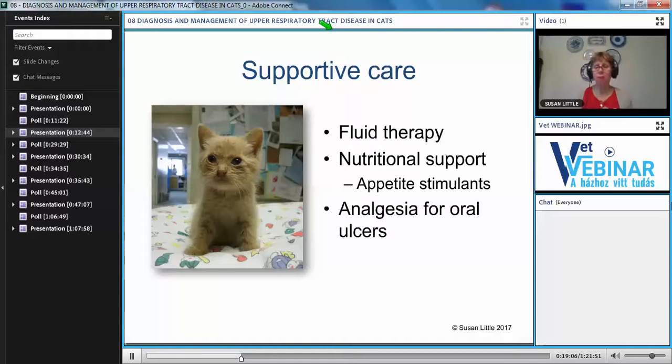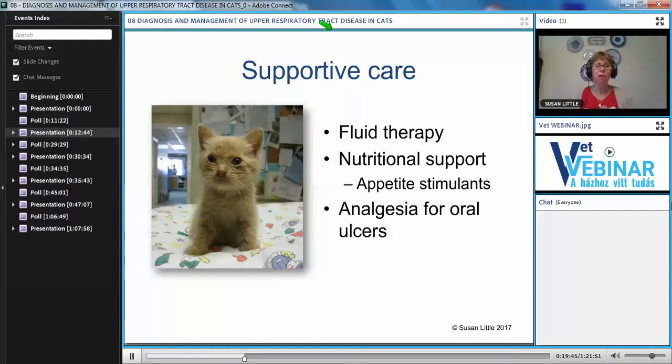So never underestimate the pain component to upper respiratory tract disease. I will use analgesia if we do have ulceration present, whether it's ocular, like corneal ulceration, or oral ulceration, or with very severe disease, even without ulceration. So I just never want to underestimate the probability that there's a painful component. I know traditionally we don't think of upper respiratory tract disease as painful, but I think there's a role for pain management in some of these cases. So let's bear that in mind as well.